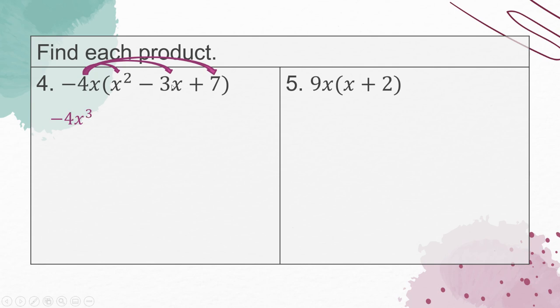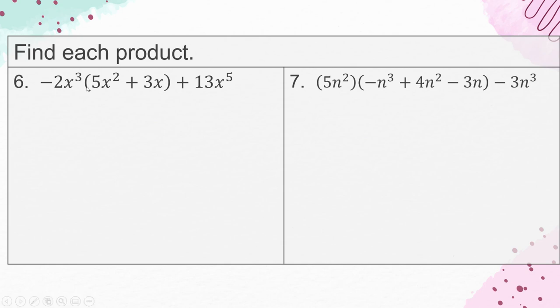Negative 4 times negative 3 gives us positive 12, and then x times x is x squared. And negative 4x times 7 gives us negative 28x. For number 5, we're distributing the 9x to this binomial. 9x times x gives us 9x squared, and 9x times 2 gives us 18x.